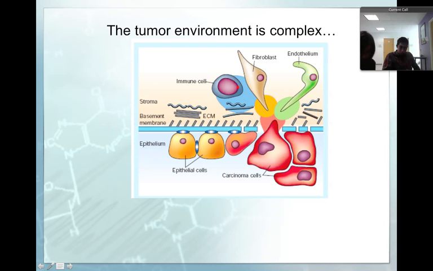Okay? And then you have immune cells, right? Be they macrophages, NK cells, lymphocytes, T cells, B cells, right? Neutrophils. There's a bunch of mast cells. There's lots and lots of different immune cells that can be inside a tumor.